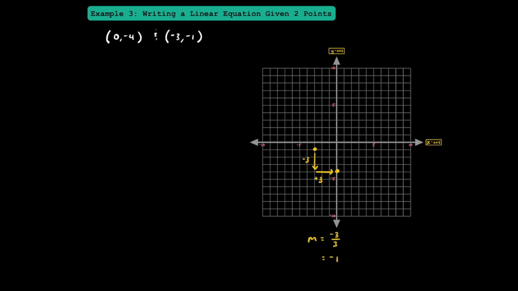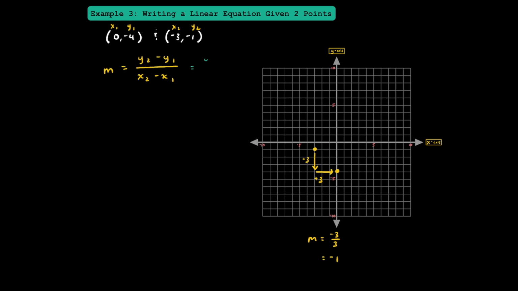But since we don't always have graph paper, we can use a formula to find the ratio of vertical change to horizontal change. First, we're going to label this first ordered pair as x1 and y1, and label the second ordered pair as x2 and y2. Slope, or m, is going to be equal to y2 minus y1, or the vertical change, divided by x2 minus x1, or the horizontal change.